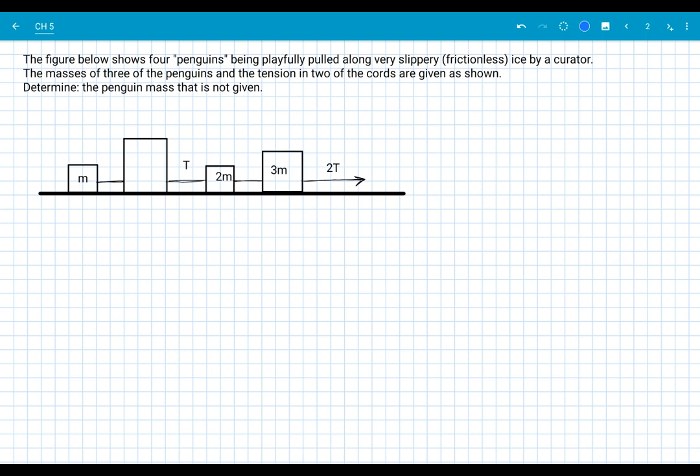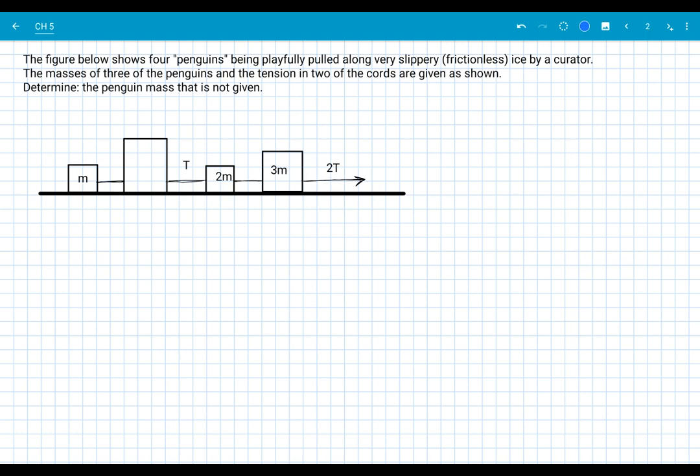We are given the masses of three of the penguins, and we're given the tension in two of the chords. And what we're being asked to determine is the penguin mass that's not given. So we're going to have to go through and analyze these four bodies.